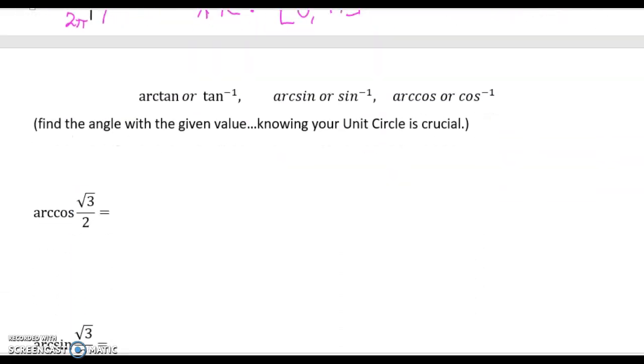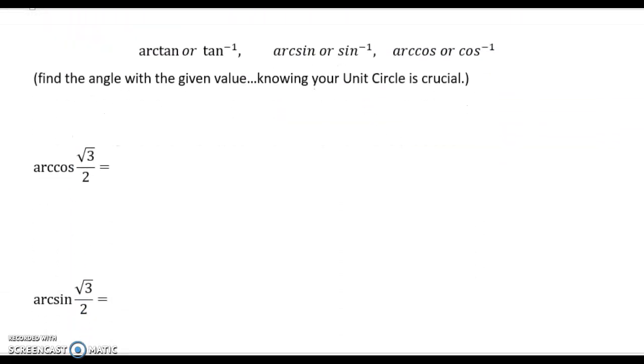Okay, let's take a look at what arc tangent or inverse tangent, arc sine or inverse sine, arc cosine or inverse cosine, what does that mean? Arc cosine or arc sine means that you will be finding the angle. This is what your calculator does when you use SOHCAHTOA and you're wanting to find the angle measure instead of a side. It's finding an angle.